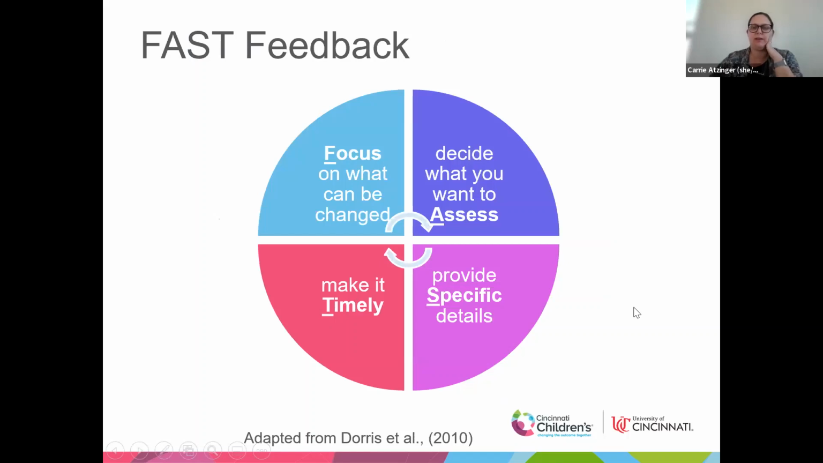In general, with feedback, it's helpful to keep it fast. So focused on what can be changed. So not personality, focused on behavior. Just like with observation, deciding what is it that you want to assess. You can't assess everything at once. So as a supervisor, what do you want to assess? Providing specific details and then making sure that that feedback is timely.